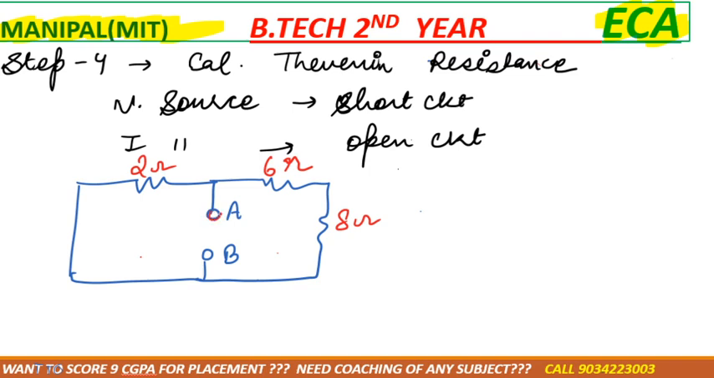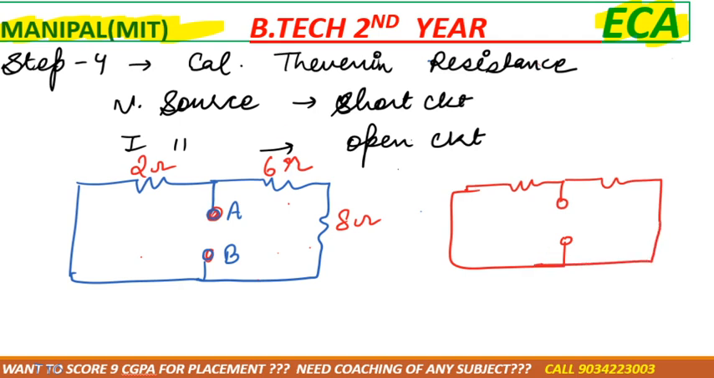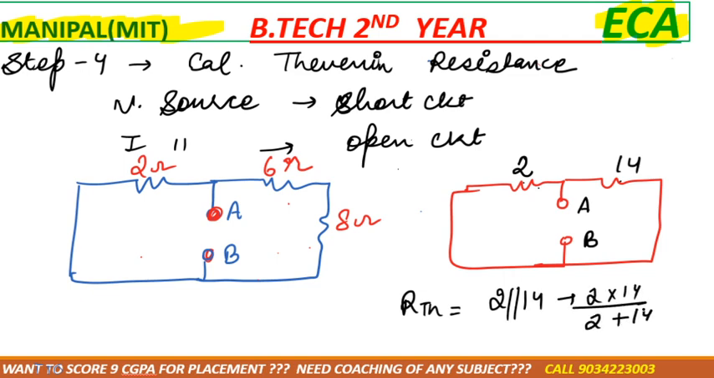Now just imagine you are standing at A, you need to move towards B. If two resistances are on the same path, then they are in series. And if they are on different paths, then they are in parallel. Like, suppose this is 2 ohm and 6 plus 8 is 14. So now tell me, are these two resistances in series or in parallel? So RTH is how much? 2 parallel 14. That would be 2 into 14 divided by 2 plus 14. Got it?